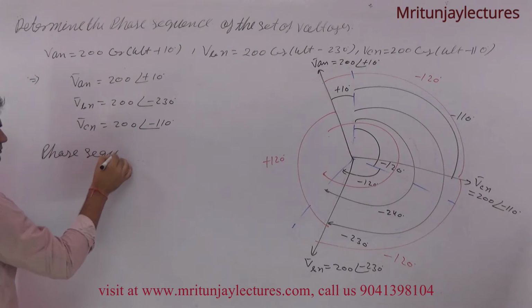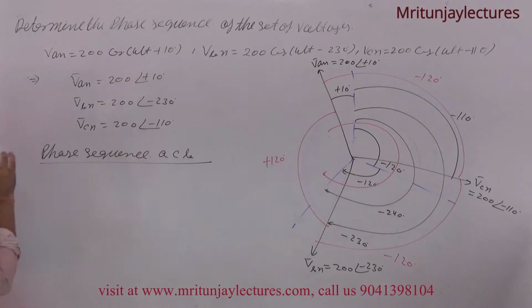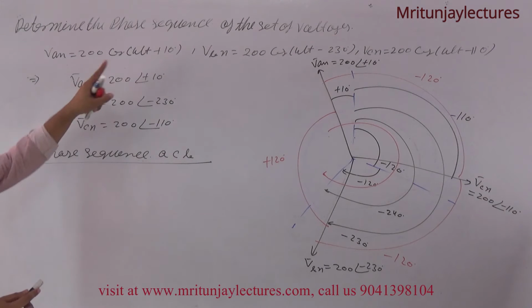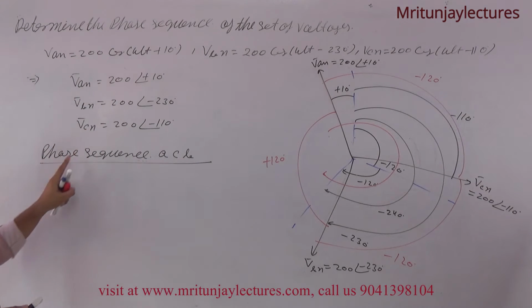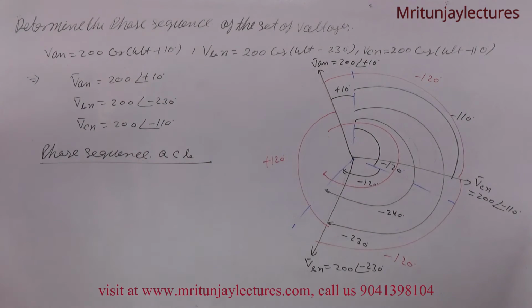So what about the phase sequence? The phase sequence is A, C, B. Clear? Make it. According to the question, what is the phase sequence of the set of voltages? The phase sequence is ACB. Clear? Why ACB? Make it.